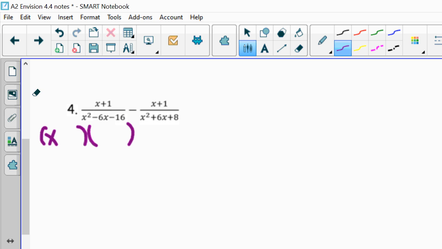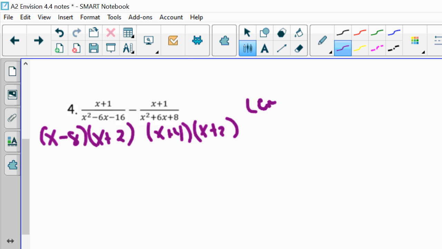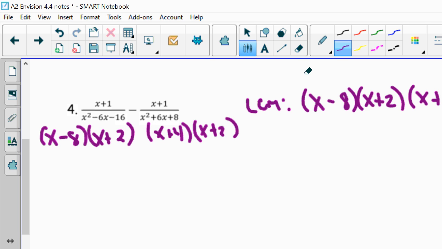And so what can I multiply together to get negative 16, but add to get negative 6? That's going to be a negative 8 and a positive 2. And then x squared plus 6x plus 8, what can I multiply together to get positive 8, but add to get a positive 6? That's a positive 4 and a positive 2. So my LCM, everything the first one has, x minus 8, x plus 2. For the second one, write down what I have not already written down, x plus 4. So that's our least common denominator, so put everything over that.